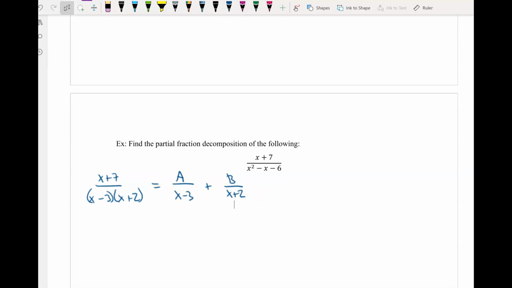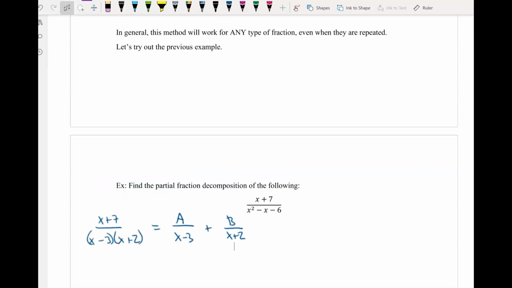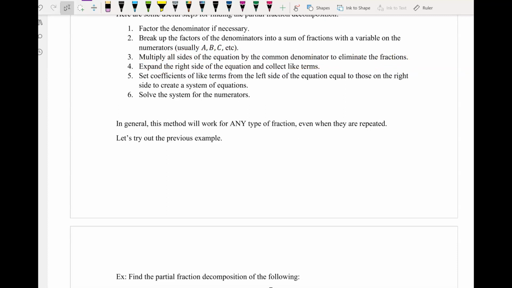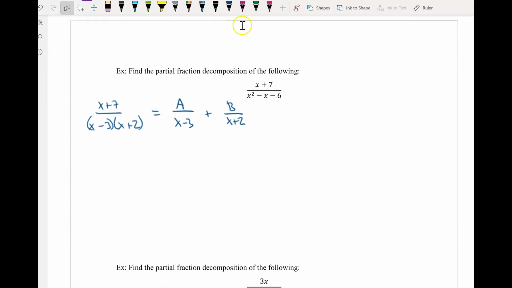All right. Now that we have it like that, how are we going to figure out what A and B are? Our next step is to multiply all sides of the equation by the common denominator to eliminate fractions. Let's imagine that I'm multiplying everything by this guy. We're going to multiply this entire equation by x minus 3 and x plus 2. So every single term is going to get multiplied by x minus 3 and x plus 2.